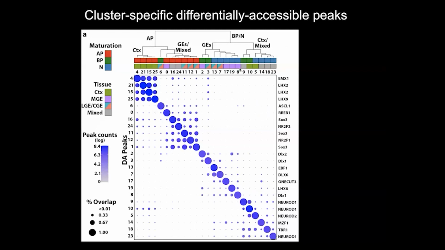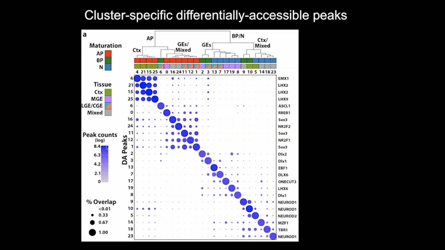Basically, we've taken those 25 clusters and color-coded them based on what cell type they are, whether they're an apical, a basal progenitor, or a postmitotic neuron. We've also color-coded them based on the brain region they arise from, cortex, MGE, or LGE and CGE, which we've grouped together because they're very similar. And then what we've looked at is the differentially accessible peaks within each cluster. So these regions that are accessible, how similar or different are they between the clusters?